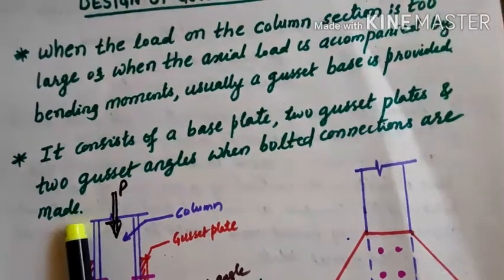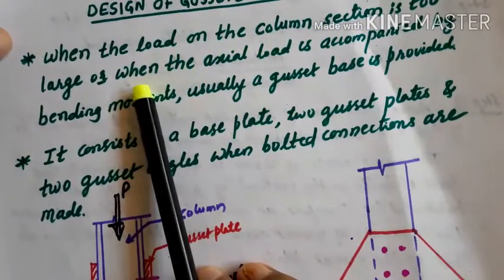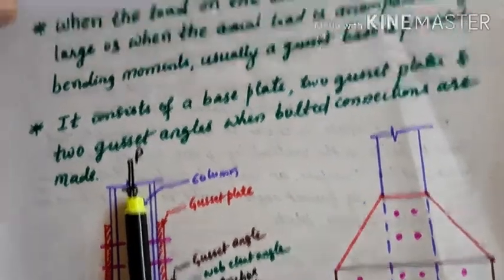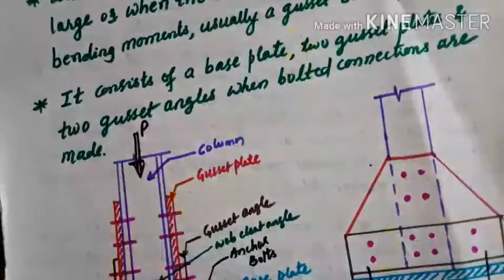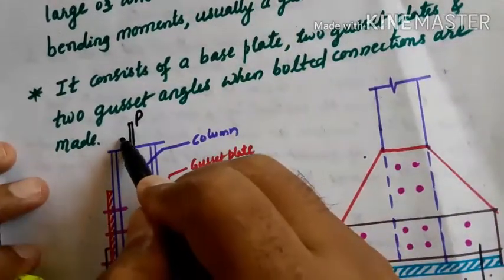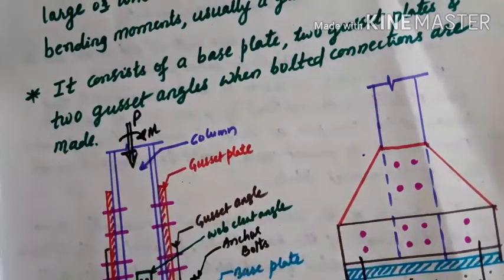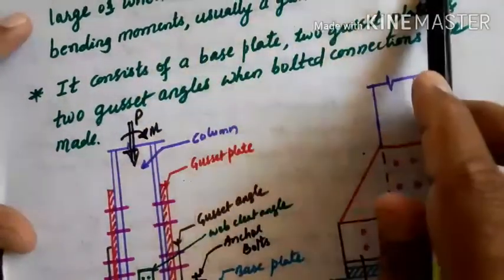Okay, I'll repeat. When the load on the column section is too large, or when the axial load is accompanied by a bending moment, like this, a gusset base is provided as well.